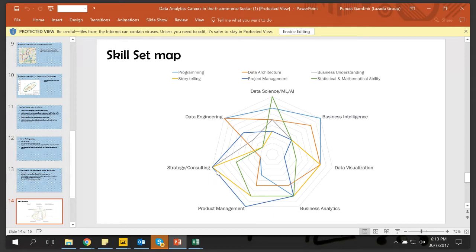Strategy consulting, these fields need a lot of analytics, not very deep, but yeah, a lot of strategy is driven through data these days. And that's why, if you are good at data, if you are good at understanding business, or if you are in a business role but you have an inclination towards analytics, then something like strategy consulting could be very useful for you.